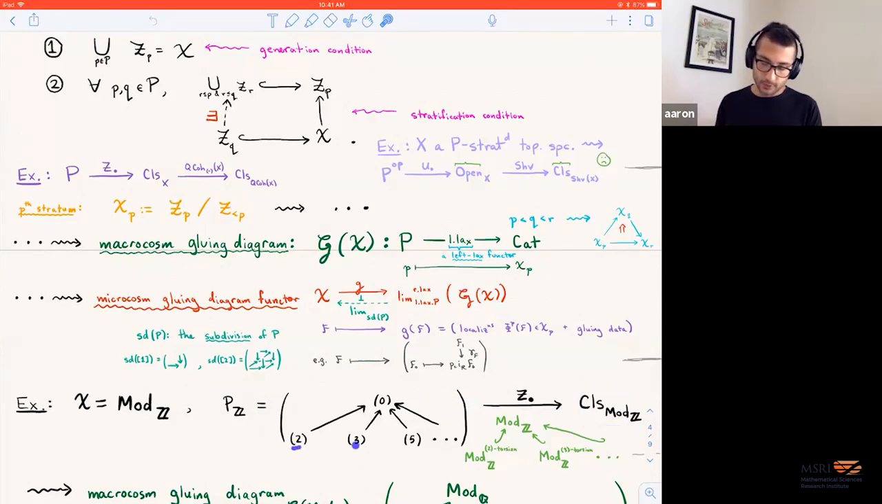So the primes each pick out the corresponding torsion abelian groups, Z modules. So two is sent to the closed subcategory of two torsion Z modules. Three is sent to the closed subcategory of three torsion Z modules, et cetera. And this is the maximal element. Well, if we're going to have the generation condition satisfied, this had better go to the whole category. Indeed, it does.